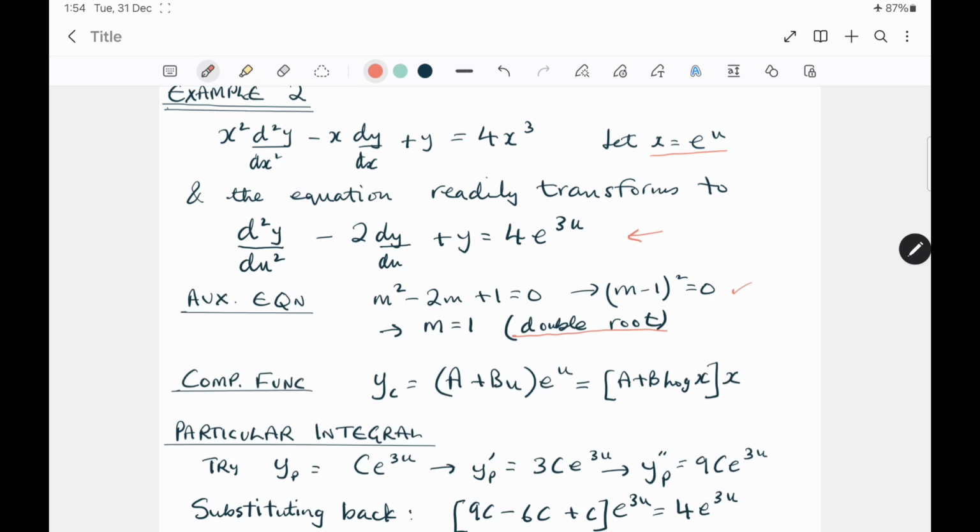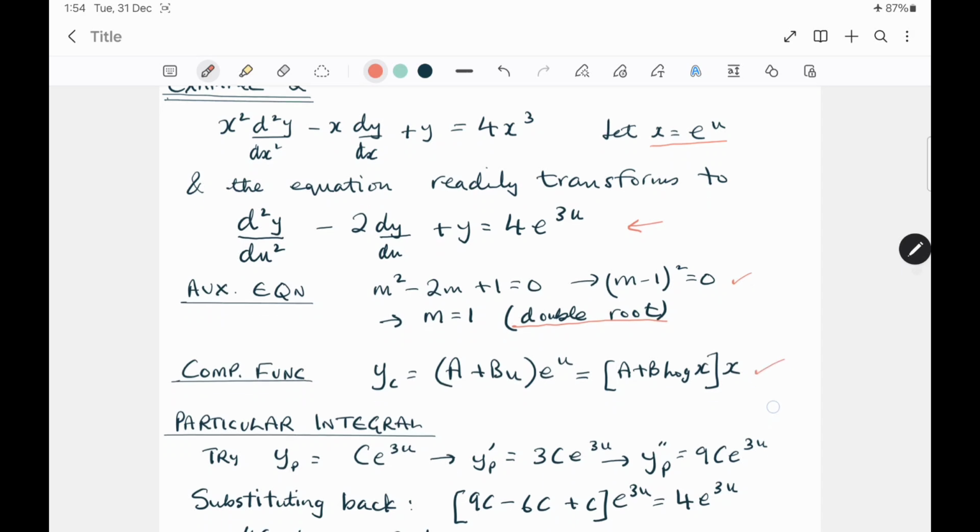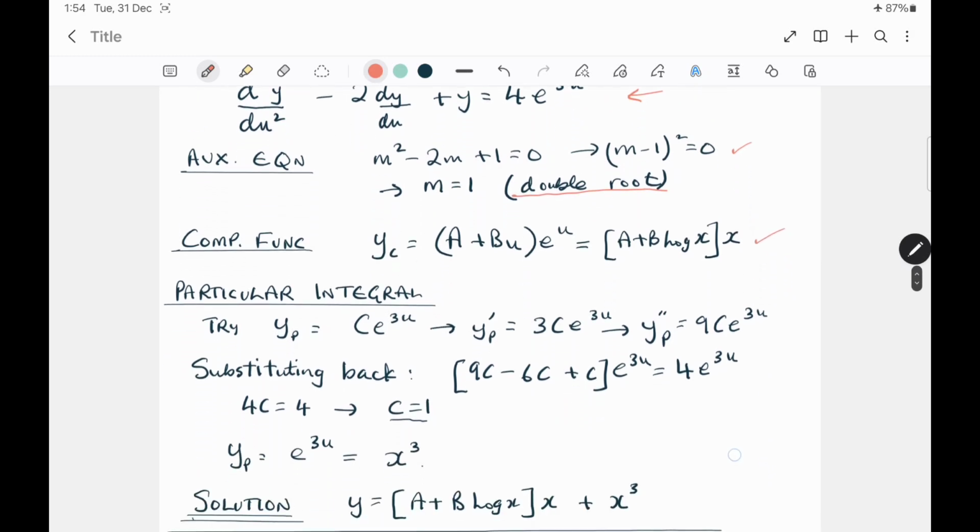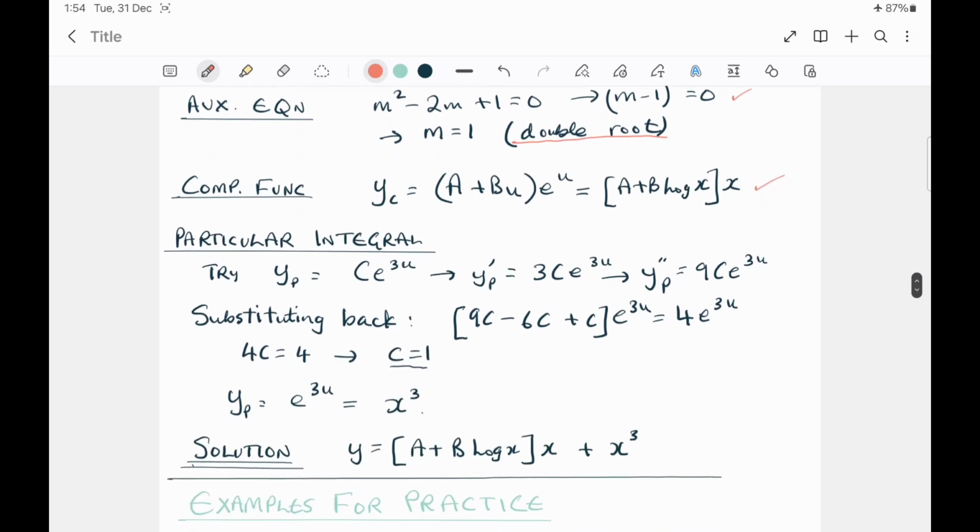Okay, so the complementary function y c will be a plus bu, e to the u, which is, going back to the old variable, a plus b log x times x. So we got that far. So that's the complementary function dealt with. Now we come to the particular integral.